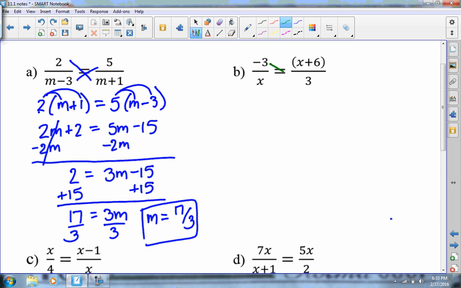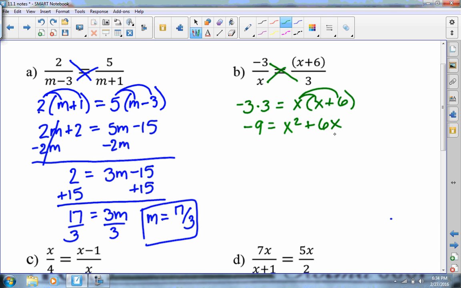But over here, when I cross multiply, I'm going to have a negative 3 times 3, so that'll be negative 9 in a moment. And then I'm going to have x times x plus 6. So I'm going to end up with an x squared. So negative 9 equals x squared now, because I'm distributing the x, plus 6x. So now I have an x squared and an x, and then a number.